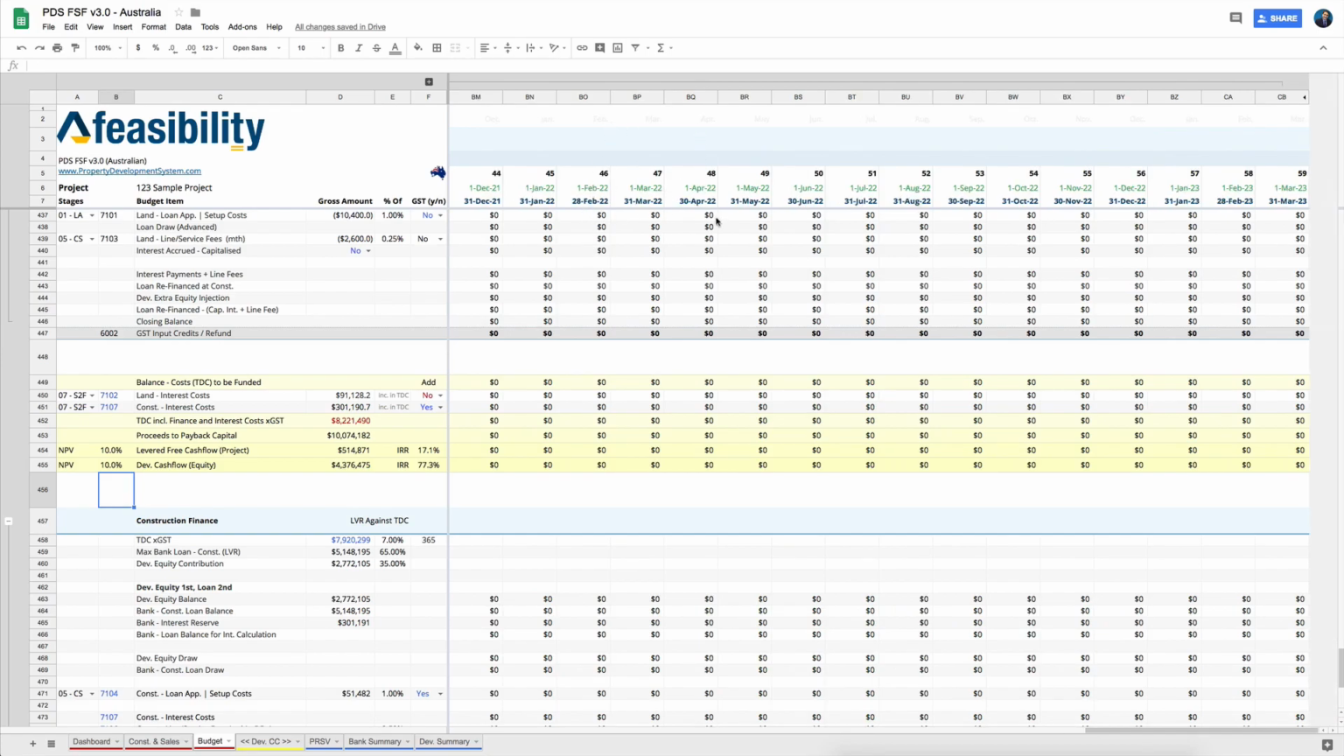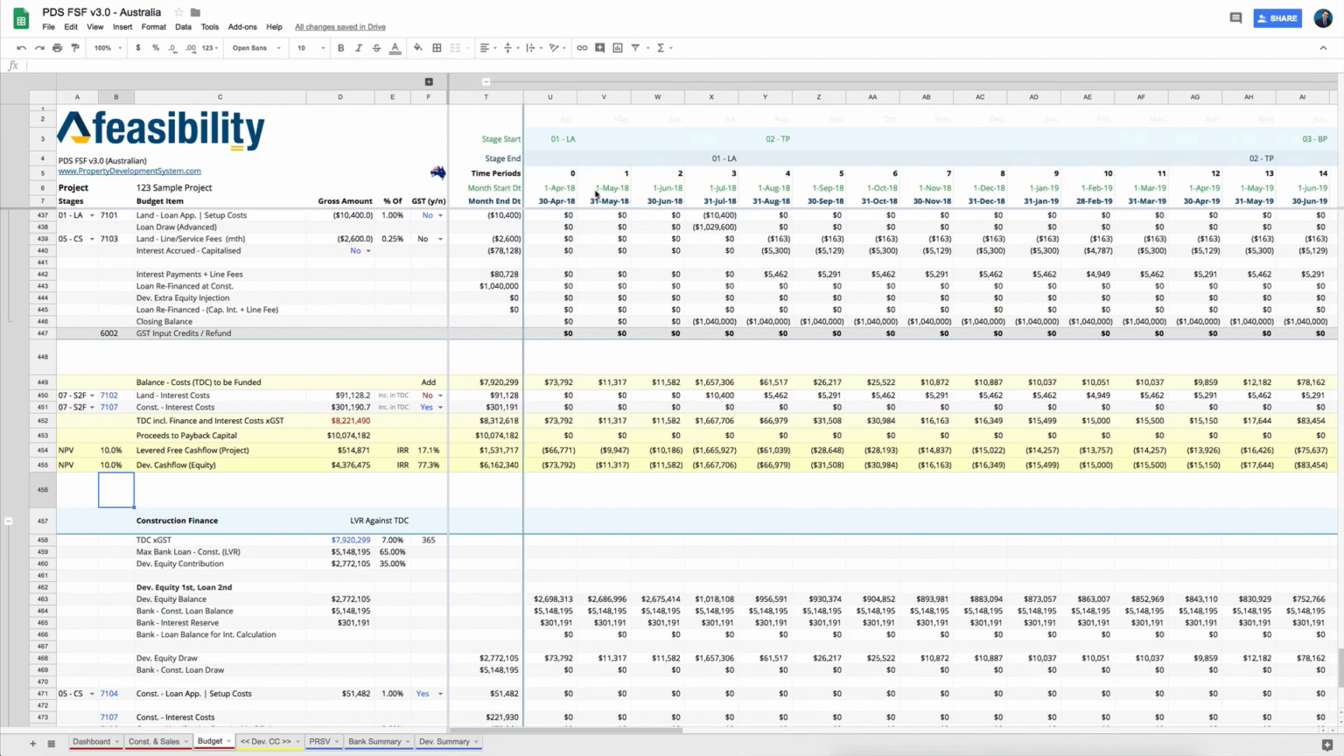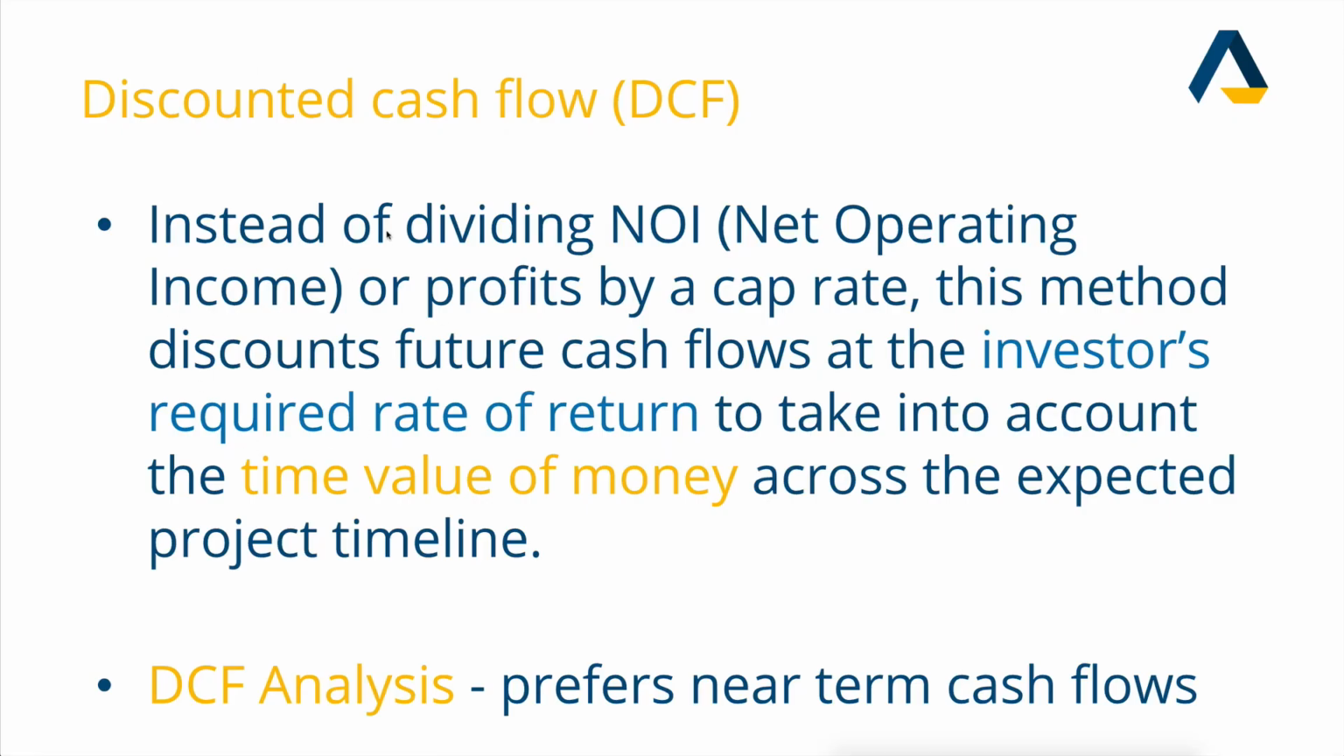This is all done monthly. Because in this scenario, whenever we are doing a feasibility on a development, they are usually done on a monthly basis, because all the cash inflows and outflows would happen on a month-by-month basis. So that's the timeline.